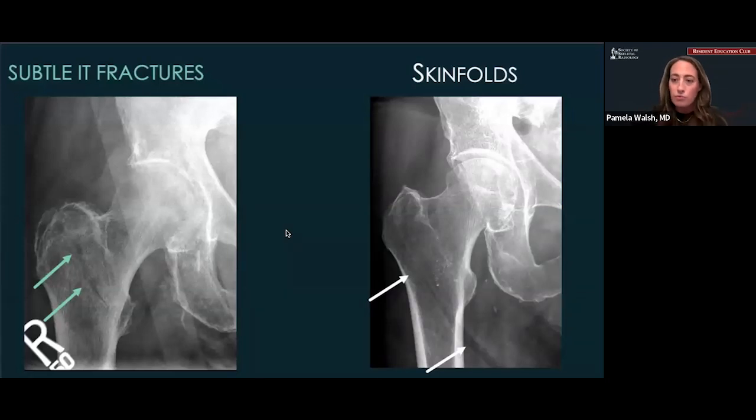And sometimes it's very hard to tell, and if cross-sectional imaging or repositioning the skin overlying the patient can help problem solve, then those are some steps that you can suggest if you just really can't tell.